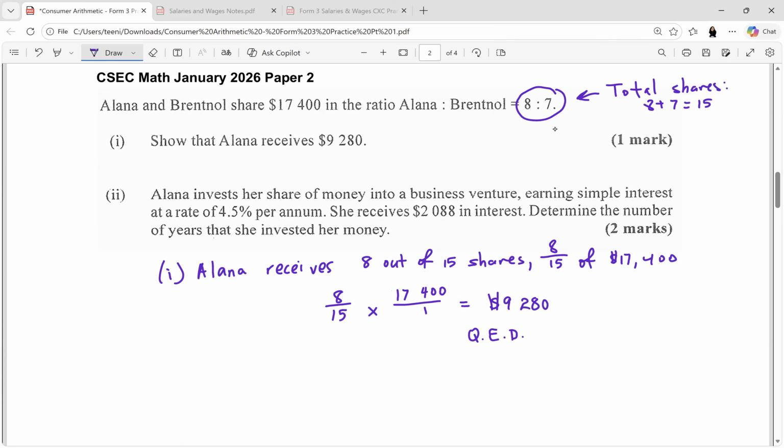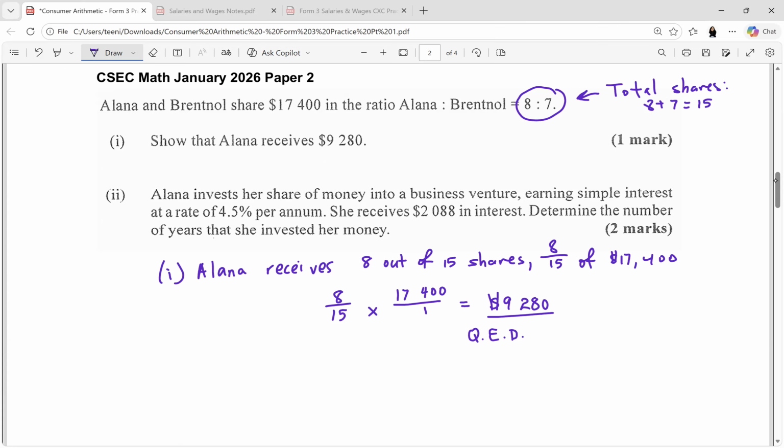So that's one way that you could interpret it. The next way is that if you know that the total shares is 15, then you could find out how much one share is worth by dividing 17,400 by 15, right? 17,400 divided by 15 will be $1,160. And then you multiply that by 8, and that will give you the same $9,280. So that's another way that you could interpret that ratio question. All right.